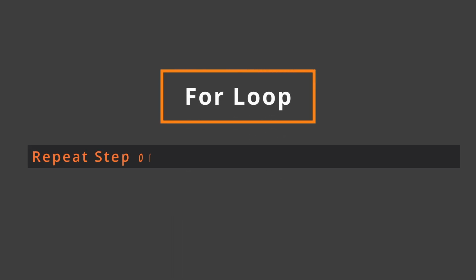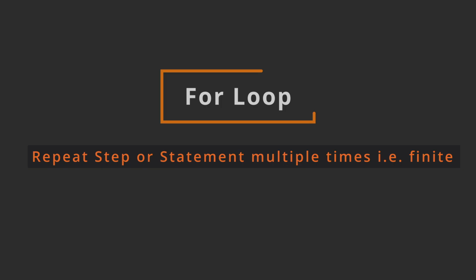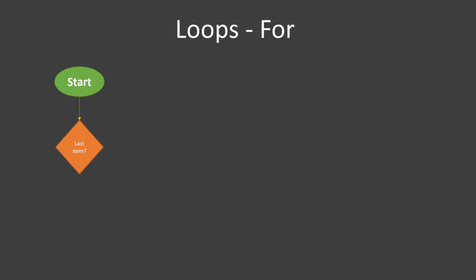In this session, we are going to see the for loop. A for loop is very important when we need to repeat a step or statement multiple times and when we know how many times we want. So it goes like this. You start, and the for loop checks as part of a condition whether the process has reached the last item. If it does not reach the last item, it goes and executes the statement until it reaches the last item. If it reaches the last item, it finishes.